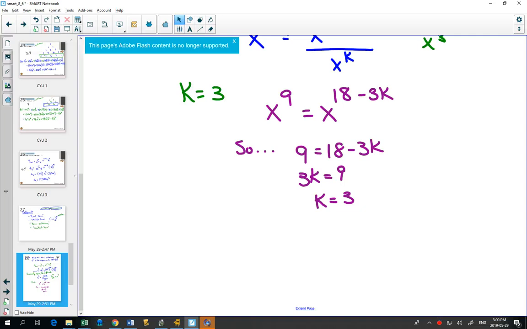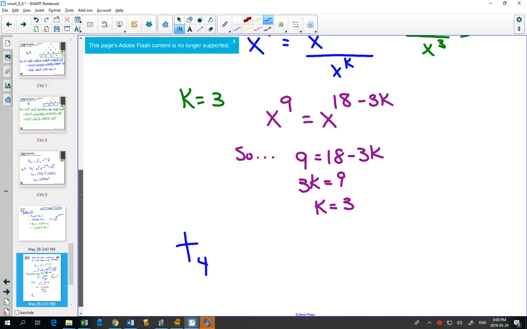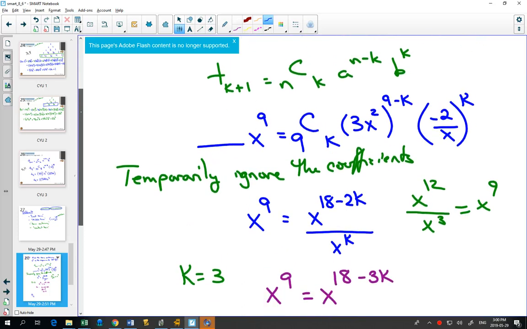There we go. So now that we've got k is 3, we know which term it is. Which term is it going to be? It's not term 3. We haven't finished this question yet. Which term is it? If k is 3, it's term 4, because the term, according to the formula, is always k plus 1.